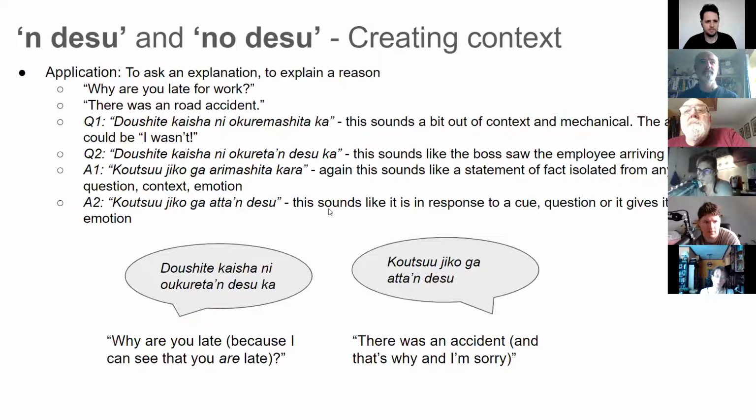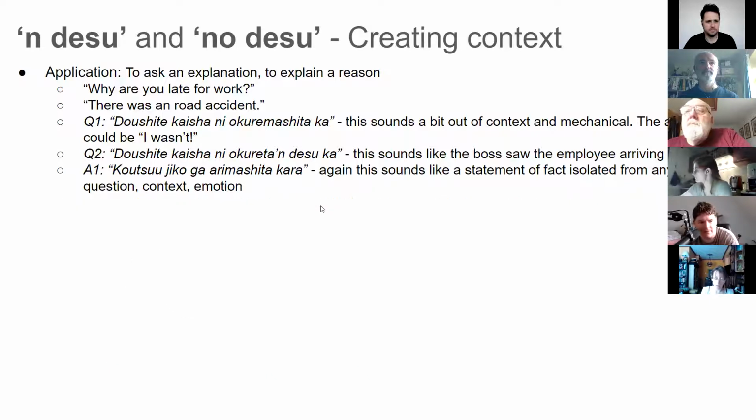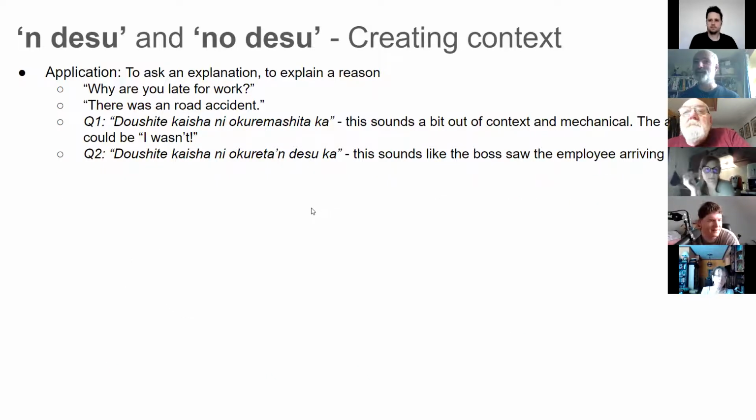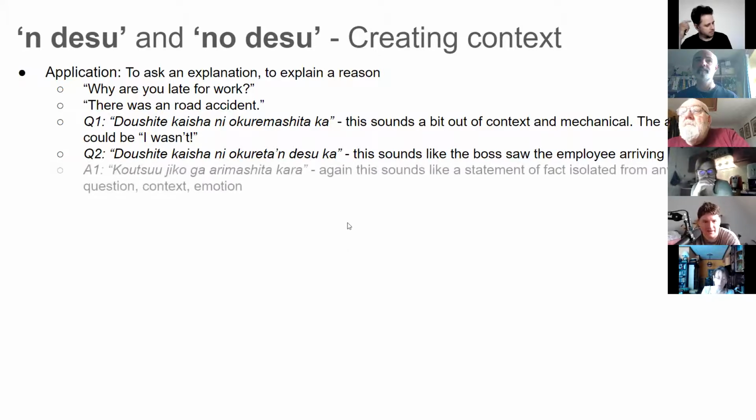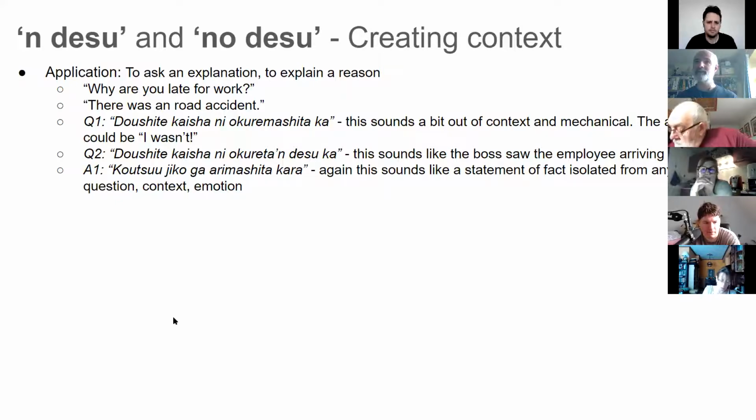Oops, gone too far. So a road accident. Oh, thank you. Oh, okay. I'll do that in a second. Thank you. Yeah. どうして会社に遅れたんですか? And then if your answer when you explain your reason, if you just said 交通事故, this means road accident, がありましたから, or just 交通事故がありました. Again, this sounds like a statement purely of fact. It's isolated from any question or any context or any emotion. It just says there was a road accident in this kind of bland kind of way.